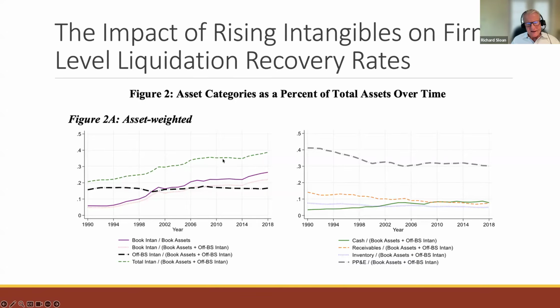And some scholars in finance argue that the reason cash has been going up is because intangibles have been going up, and that increases the investment problem: if your investment fails, you can't get your money back, so you hold more cash to buffer yourself against that.